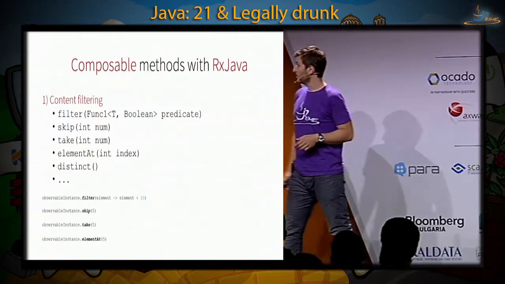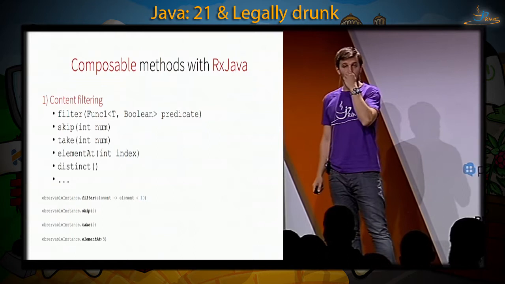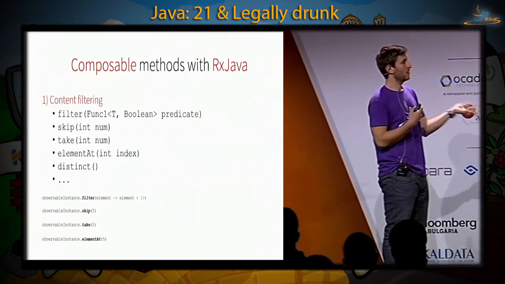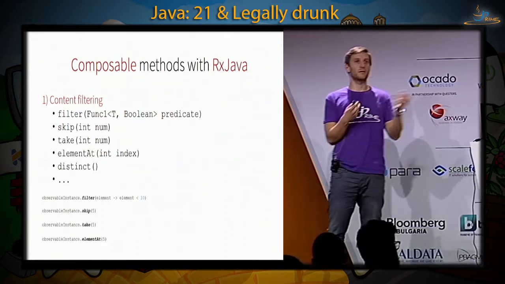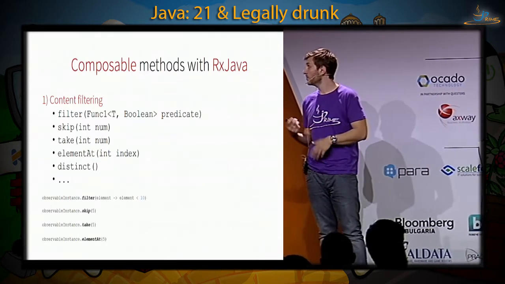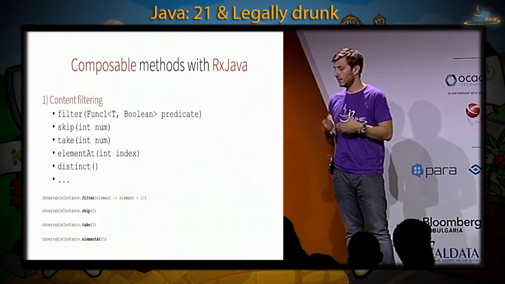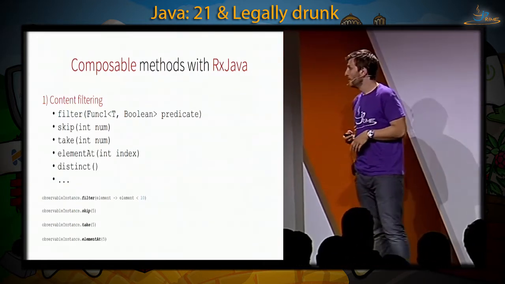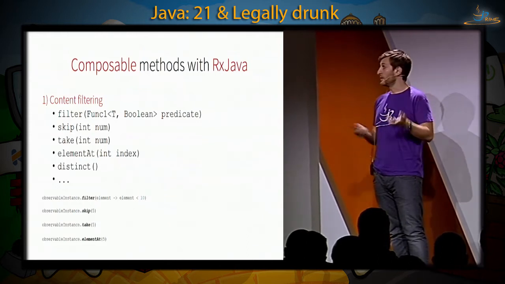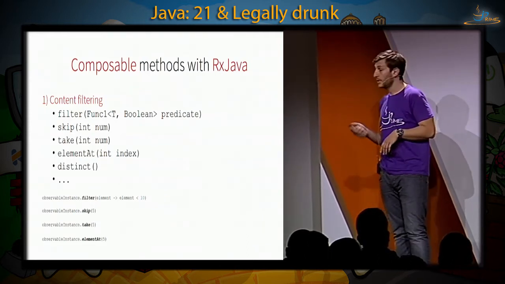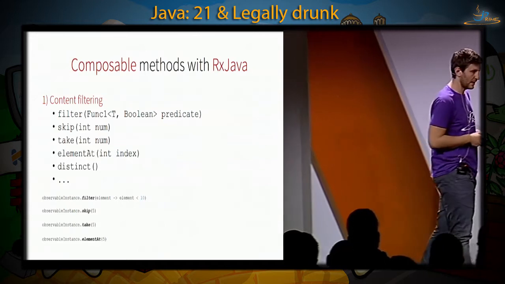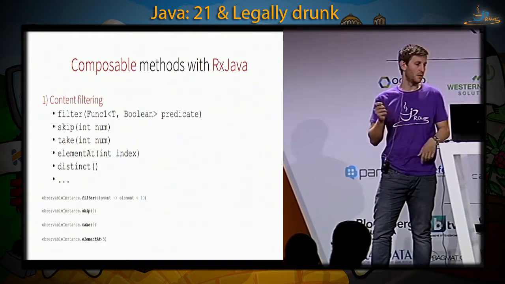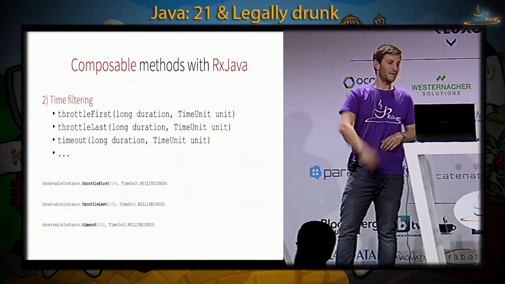The first category are methods for content filtering. So basically, your output stream are those messages that pass your filter. So for example, you can filter by some parameter, or you can skip the first 10 messages, take the first 10 messages, and stuff like that. So these are content filtering methods.